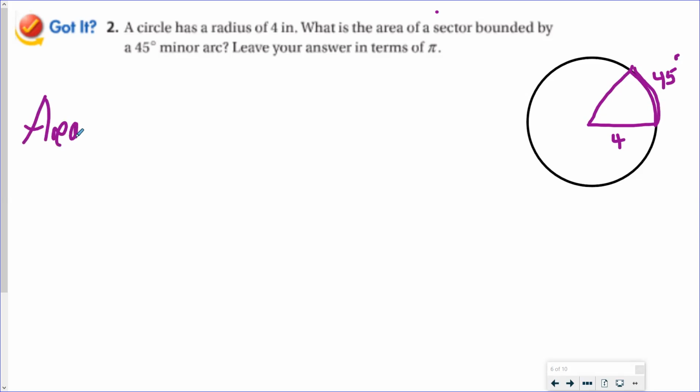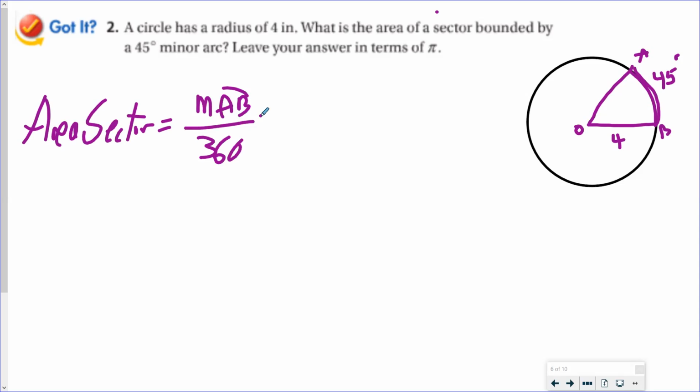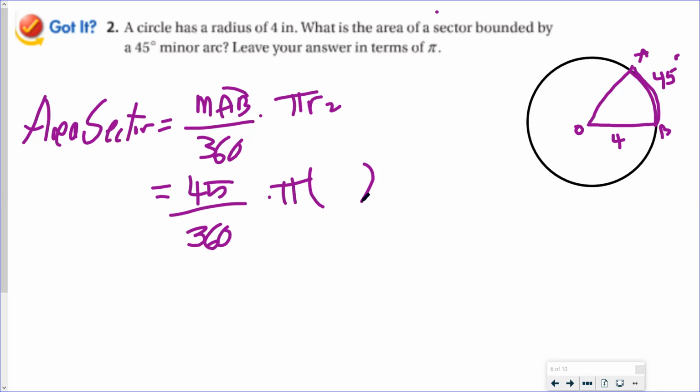Now, the area of a sector is 45 over 360. First we said the measure of AB over 360 times pi r squared. Now AB is 45. What's the radius of the circle? r squared is 4 squared, which is 16. So it's 45 over 360 times 16, which will be 2 pi inches squared. So the area of the sector now is 2 pi inches squared.